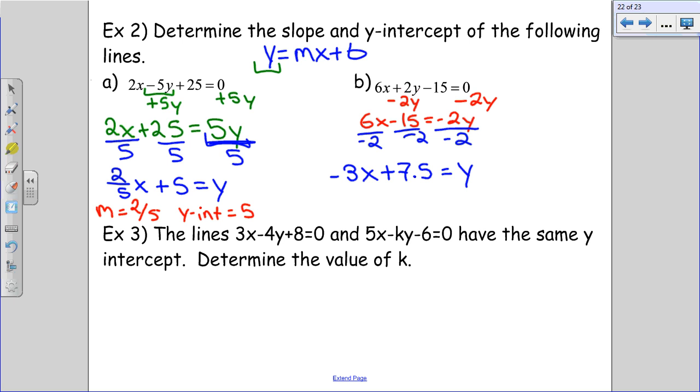If you look at my slope in the first one, I left it as 2 over 5. If you look at my slope in this one, I changed it from a fraction to a whole number. That's because it divided evenly. If 2 over 5 divided evenly, I probably would have changed it. But it didn't. This one just does. That's why it became negative 3 and not 6 over negative 2. The question was, what's the slope, what's the y-intercept? So the answer is slope equals negative 3, y-intercept equals 7.5.